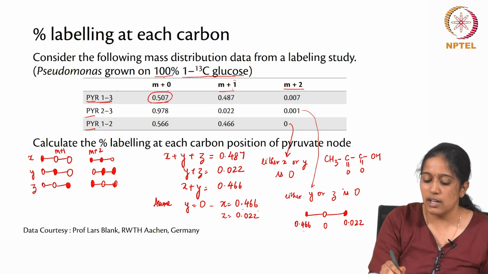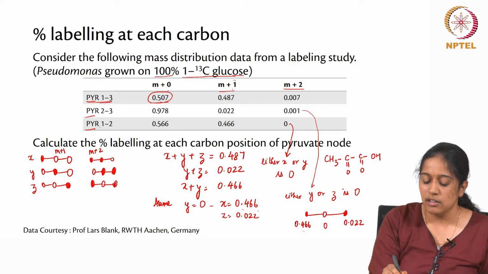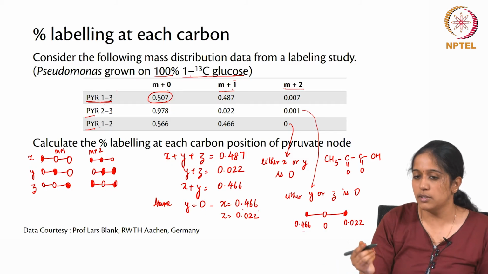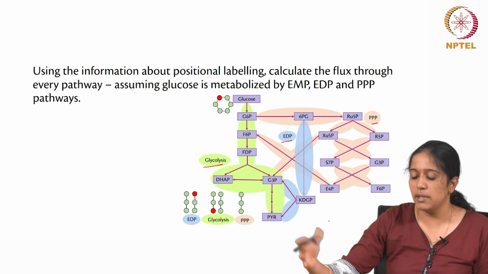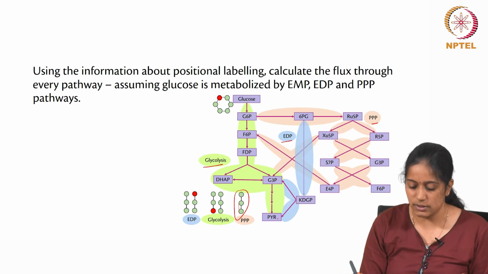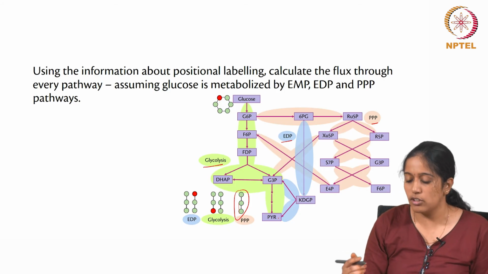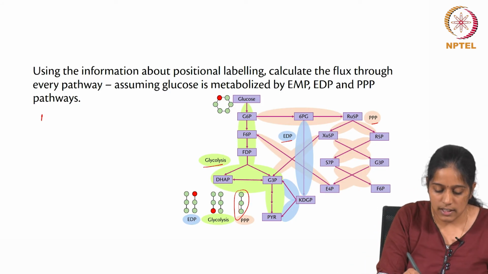I do not use a uniformly labeled substrate, but rather a positional tracer, which means there can be fluxes through other pathways. I can't say that PPP was not active simply because I did not observe this kind of pyruvate. There could have been PPP that was active. So, it is just a matter of how we calculate it. Now we take this labeling pattern.